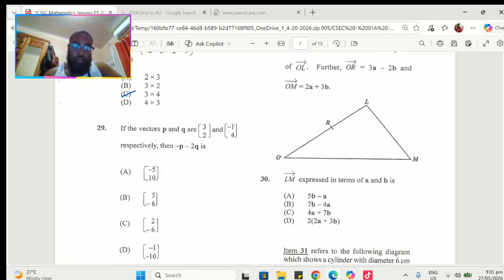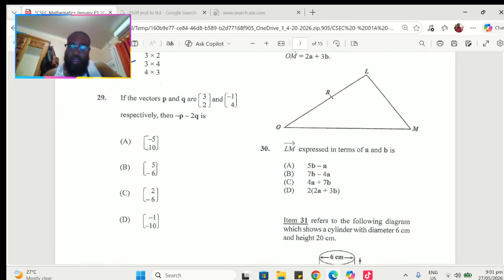Alright. So just vibing. If the vectors P and Q are (3, 2) and (-1, 4), then -P - 2Q will be what?